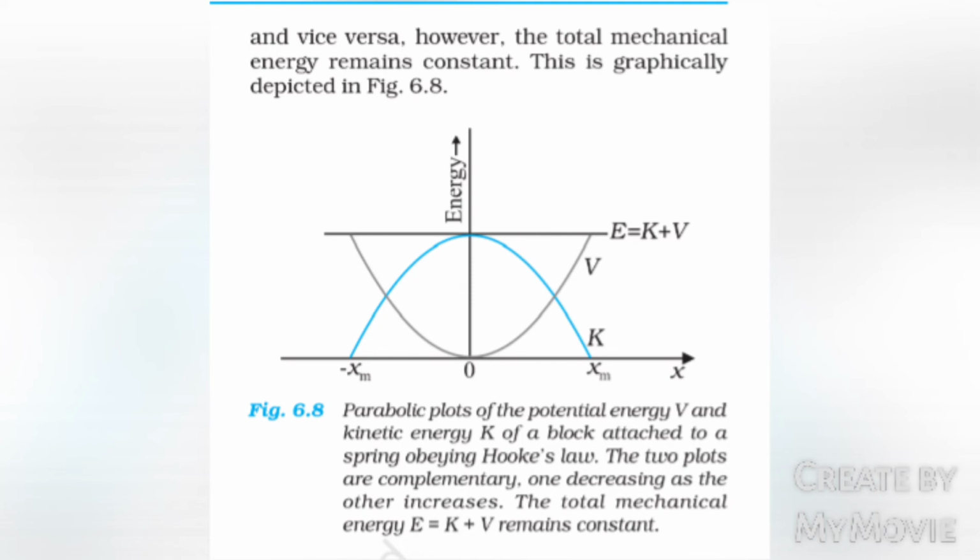Figure 6.8. Parabolic plots of the potential energy V and kinetic energy K of a block attached to a spring obeying Hooke's law. The two plots are complementary, one decreasing as the other increases. The total mechanical energy E equals K plus V remains constant.